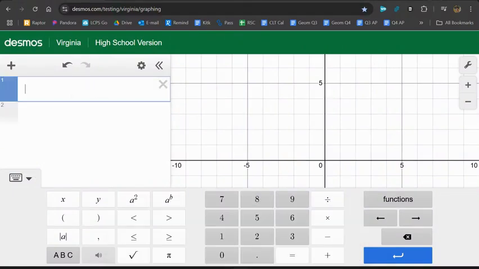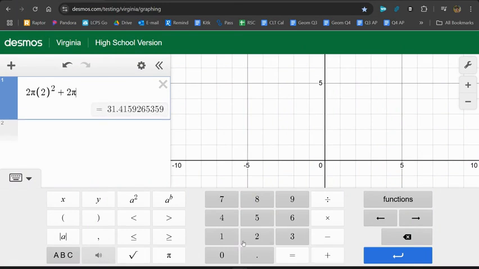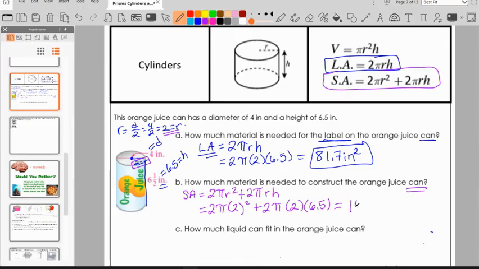So that's going to be 2 pi times our radius of 2 squared. We aren't going to forget it. Plus 2 pi times my radius of 2 times my height of 6.5. Okay, I get 106.8. We're still in inches, and this is surface area. So I know it's inches squared or square inches for my surface area.